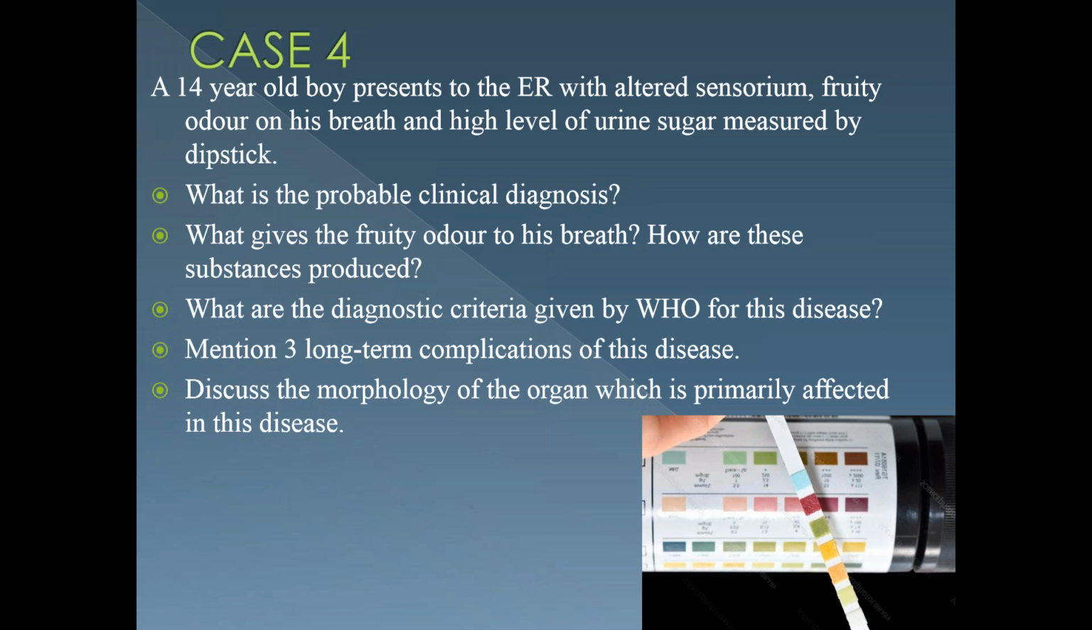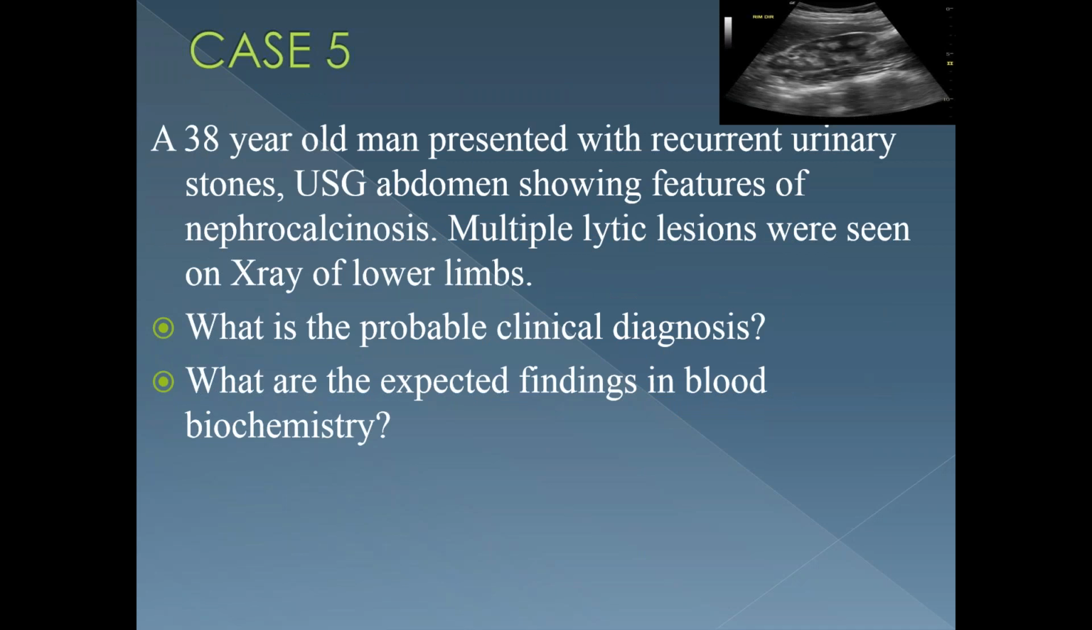Next, case 5. A 38-year-old man presented with recurrent urinary stones, USG abdomen showing features of nephrocalcinosis. Multiple lytic lesions are seen on X-ray of both lower limbs. So what is the probable clinical diagnosis? What are the expected findings in blood biochemistry? This picture of nephrocalcinosis on USG is shown.